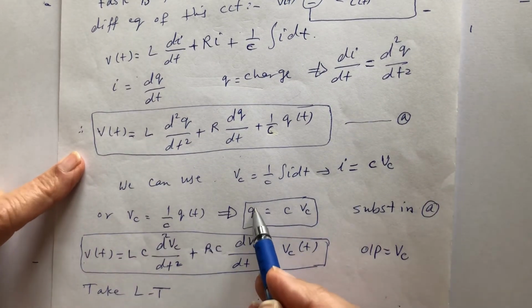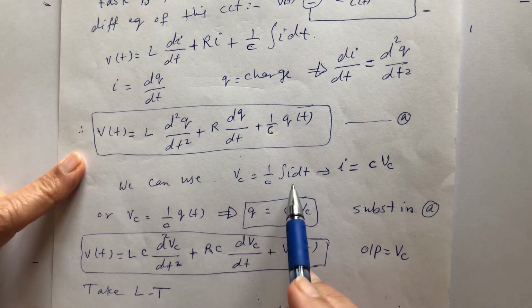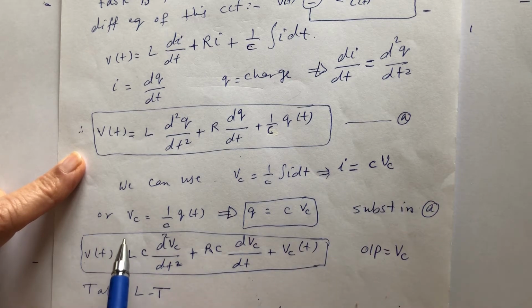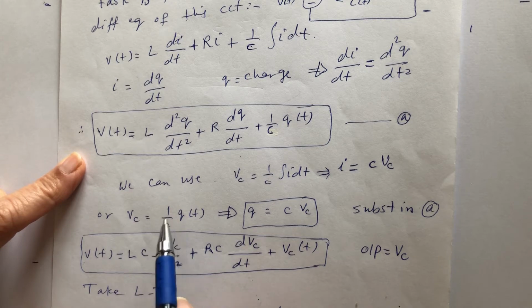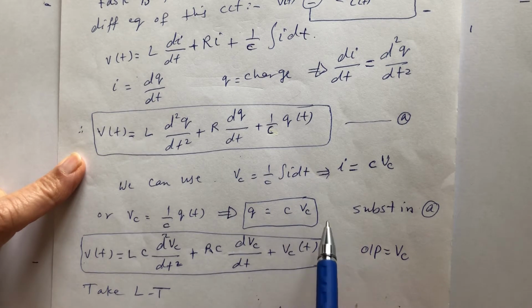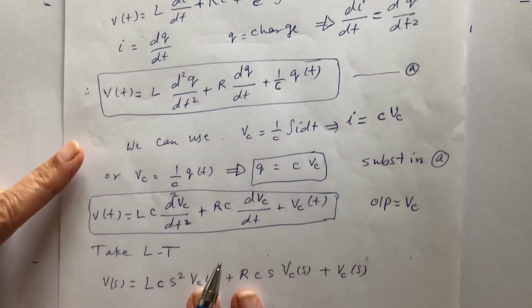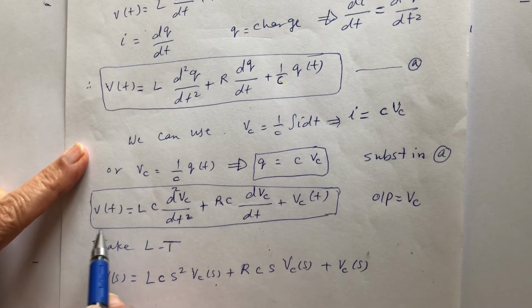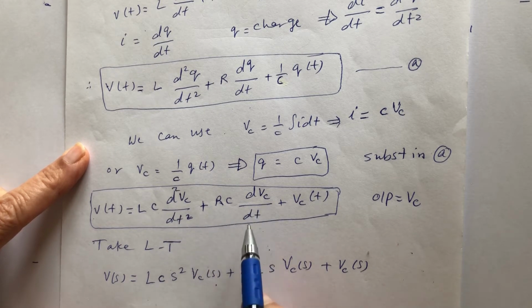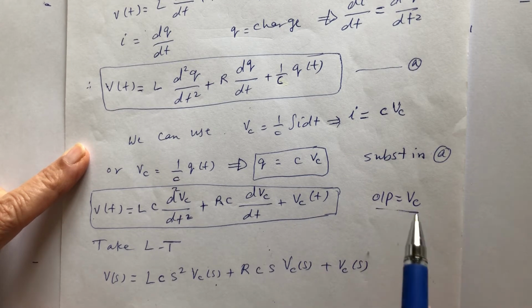Or I can go into, if I want the output to be Vc, then I know Vc equals 1 over C the integral of i dt, or i equals C dVc by dt. Then Vc equals 1 over C q of t if I want to substitute in that equation. I don't want to go to the original one, okay? Then q equals CVc. Now if we substitute in here, I'll get this equation, which is V of t equals LC d square Vc by dt square plus RC dVc by dt plus Vc of t. Here we chose the output to be Vc, right?